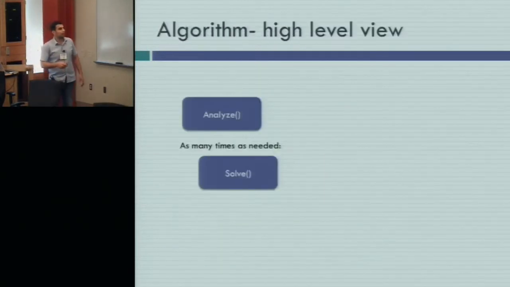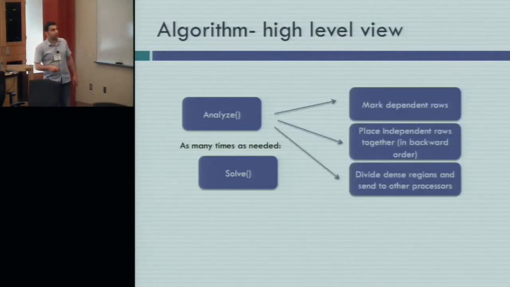So what is the algorithm? First, we analyze, then we solve the system as many times as we need. The analysis needs to be done just once, as is the case for previous work on parallel solution of triangular systems. So what is the analysis?